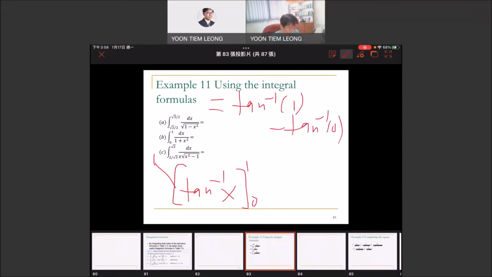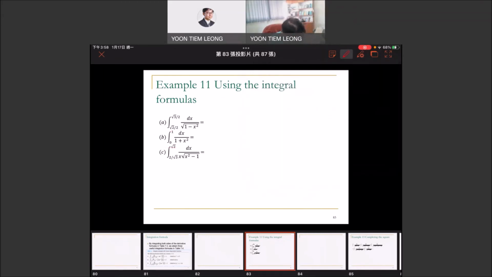Right? So arctangent of 1 is just 45 degrees. The tangent of 45 degrees is equal to 1. So arctangent of 1 is 45 degrees, and then arctangent of 0 is just 0, since tangent of 0 is just 0. So it's just equal to pi over 4. Again, I do not guarantee that my answer is correct, but you can always figure out yourself if my working is correct.